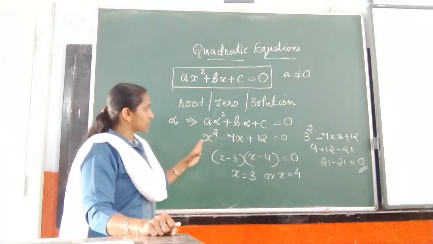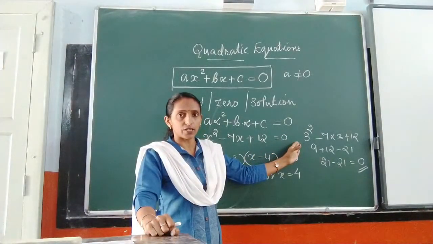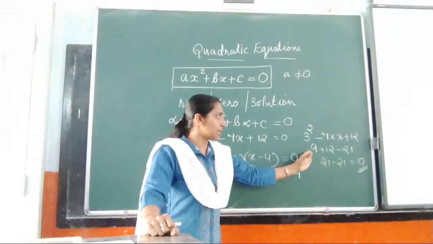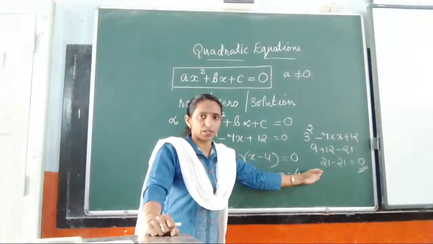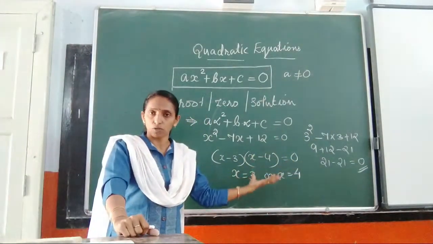Once you substitute x equal to 3 in this equation, the left hand side becomes 21 minus 21, that's equal to 0. So the left hand side is satisfied, that is equal to 0.